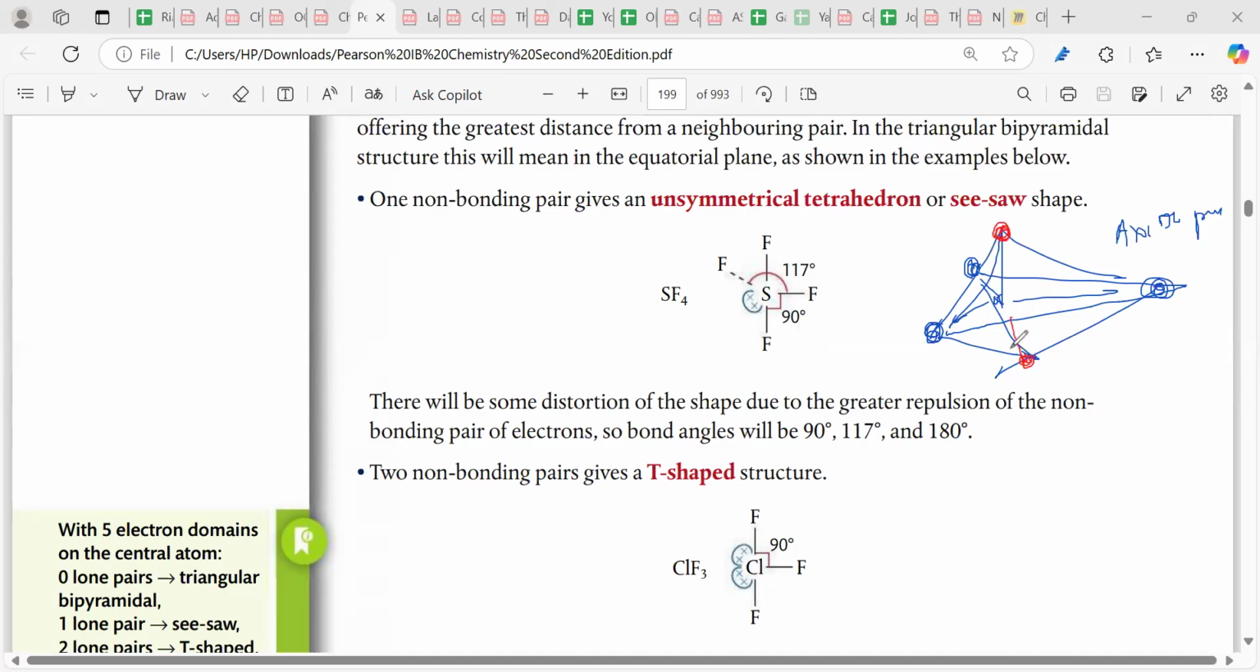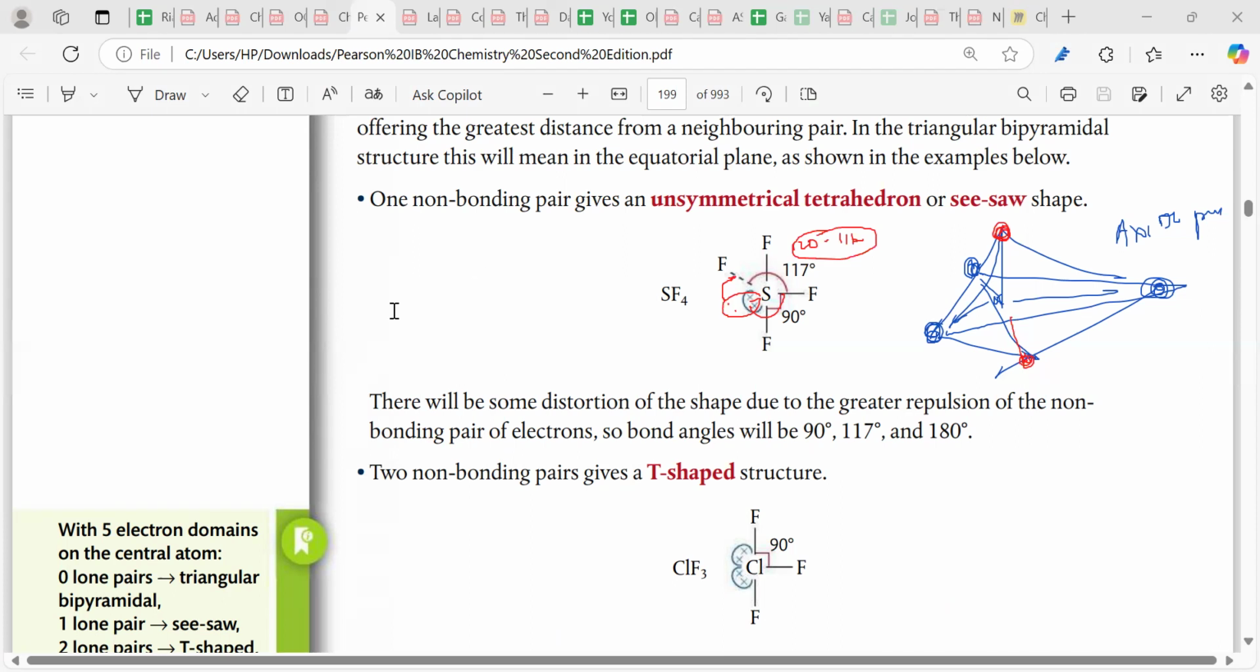So if you have got a lone pair of electrons, it will be in the axial position. And what happens? This lone pair will be lowering this angle by 2 to 3 degrees, from 120 to 117. Is it clear? This is a very important point to note.